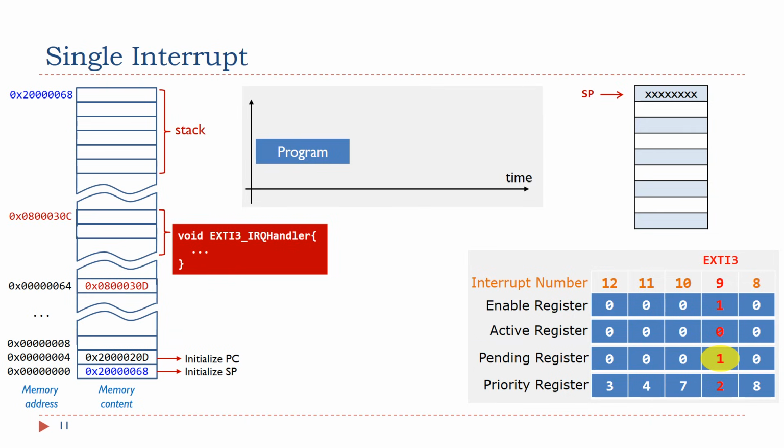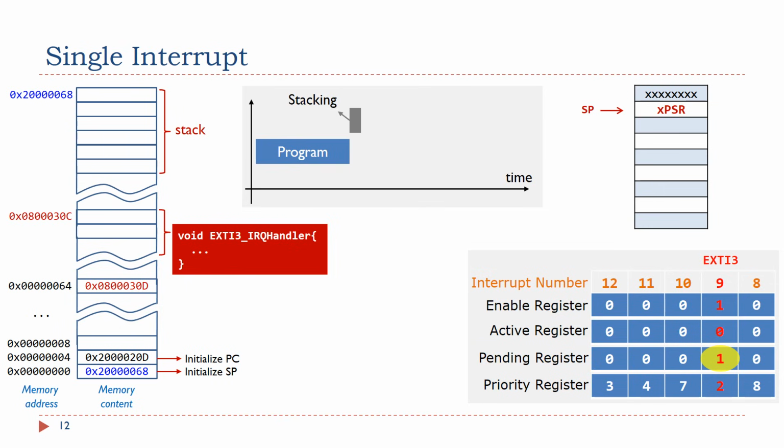Let's assume the floating point unit, FPU, has not been used in this example. Then, NVIC automatically starts the stacking process and pushes 8 registers to preserve the running environment. If the floating point unit is used, more registers are pushed into the stack during the stacking.